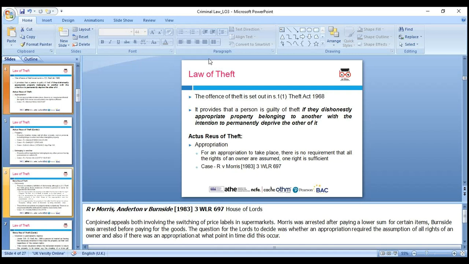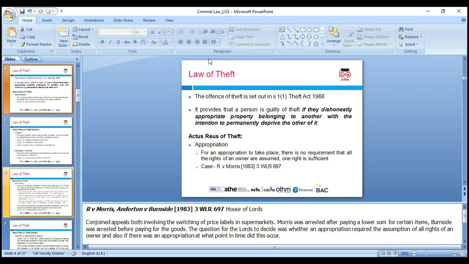The offense of theft is set out under S1, subsection 1, Theft Act 1968. It provides that a person is guilty of theft if they dishonestly appropriate property belonging to another with the intention to permanently deprive the other of it. Okay. Any questions there?